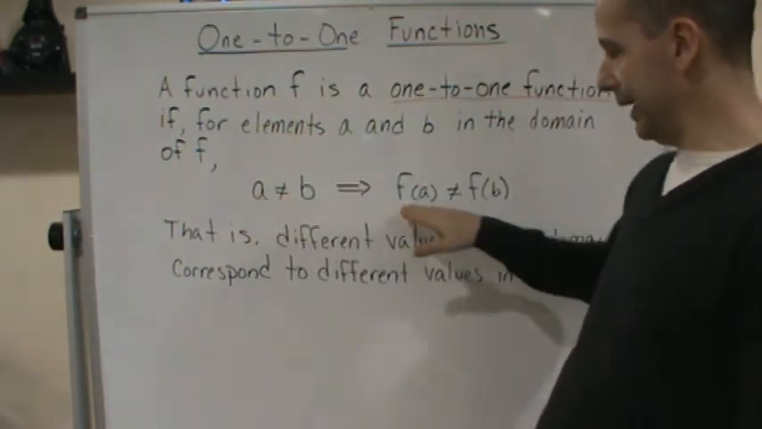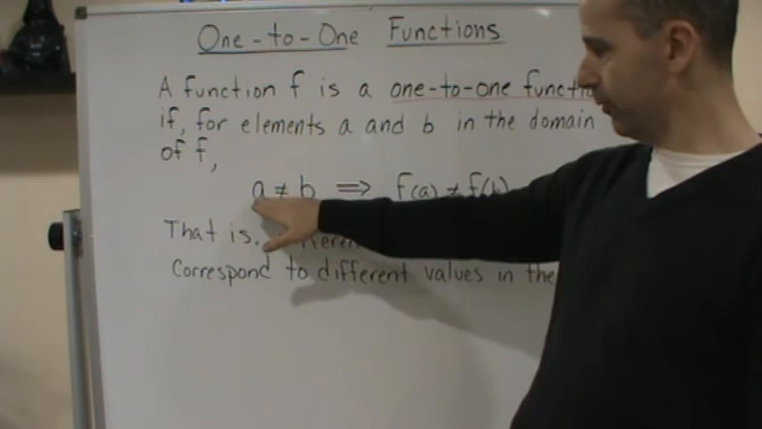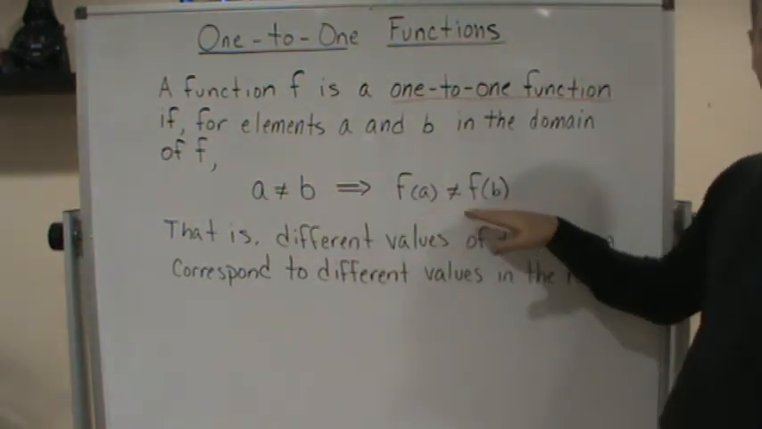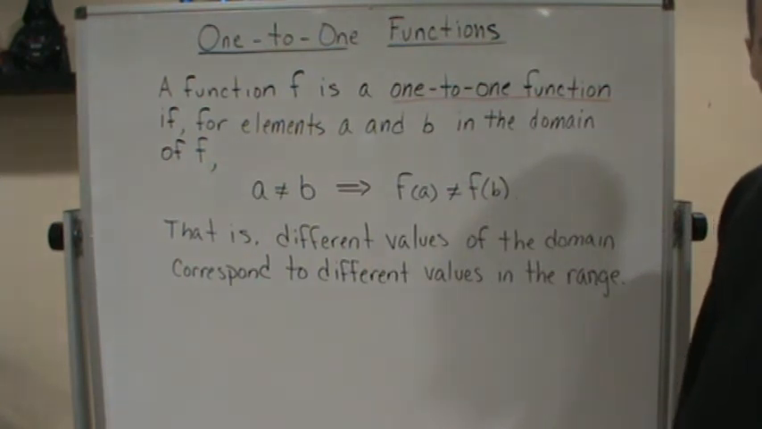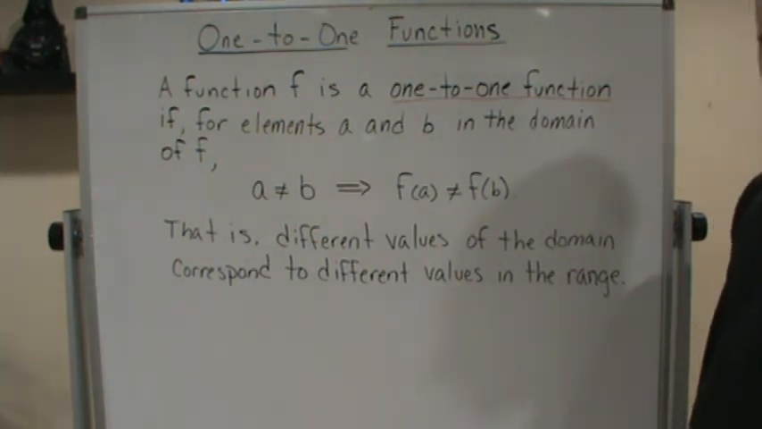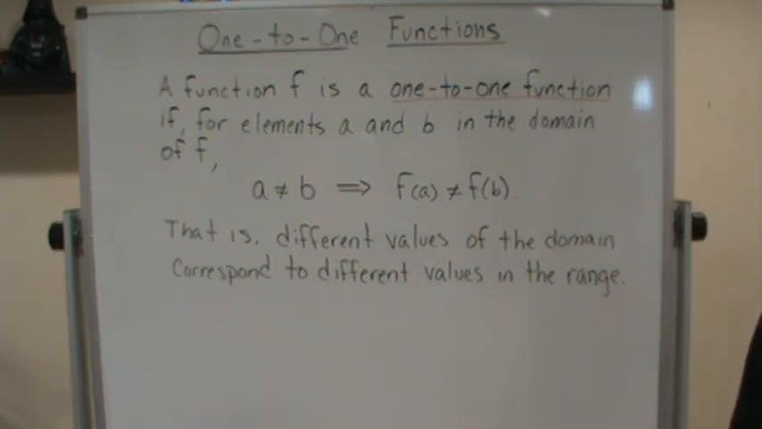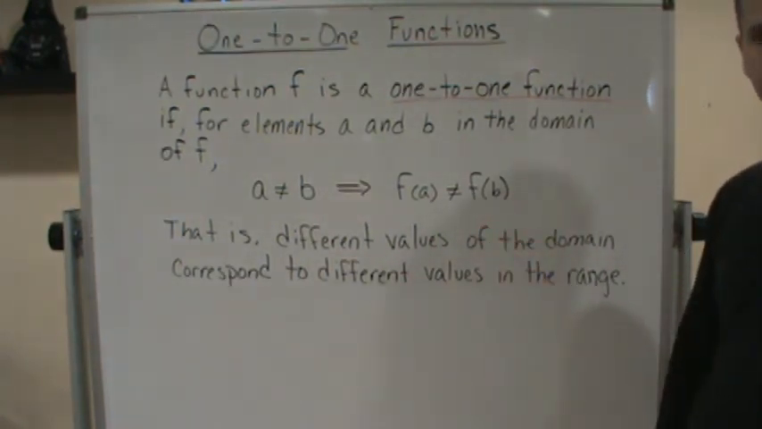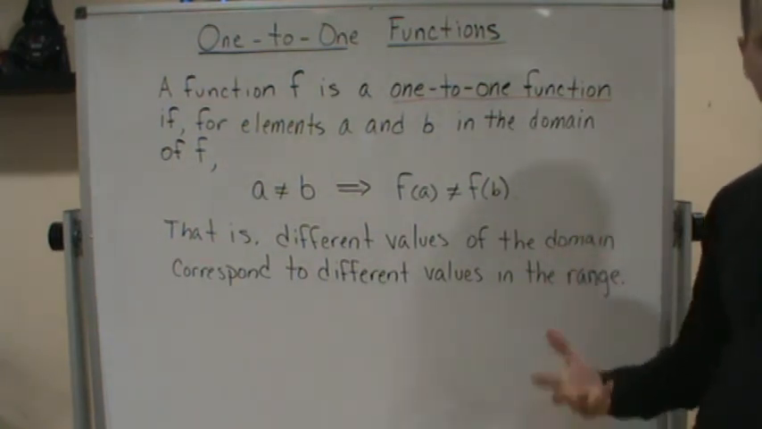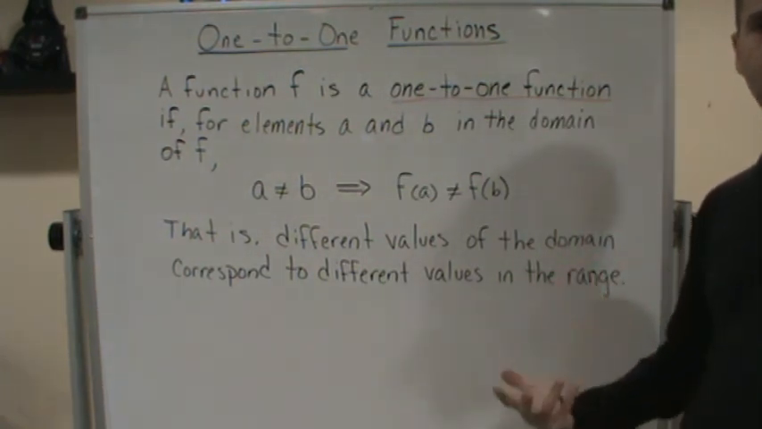So this is why this is important. Two different values in the domain will always give you two different values in the range. Okay? We'll do a couple of examples of that, and once you see an example of it, it'll make sense. But this is the definition of what we would call one-to-oneness or a one-to-one function.